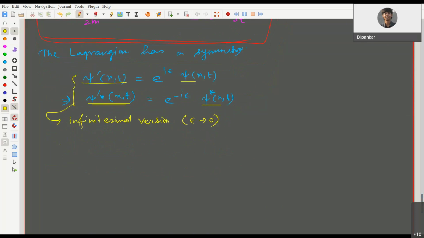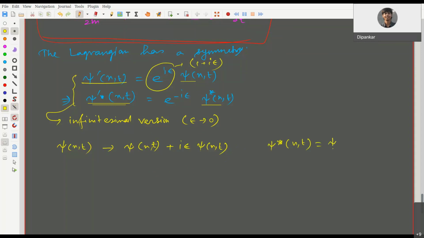So what you have here is that psi(x,t) goes to psi(x,t) plus i epsilon psi(x,t), because remember this e to the power i epsilon is just 1 plus i epsilon in the limit epsilon tends to 0. So psi(x,t) just changes to psi(x,t) plus i epsilon psi(x,t), and psi star(x,t) changes to psi star(x,t) minus i epsilon psi star(x,t).